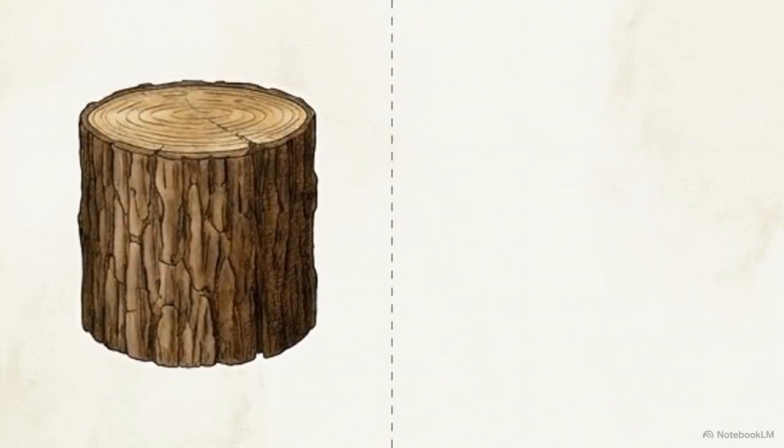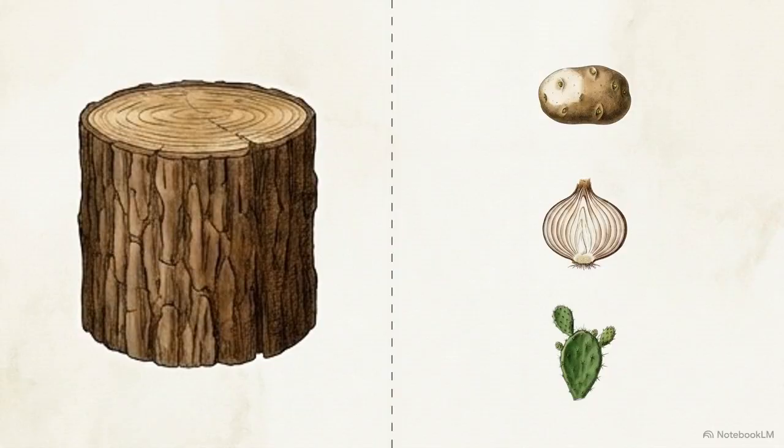Look at the tree trunk on the left and compare it to the potato, the sliced onion, and the cactus spine on the right. They look completely different.